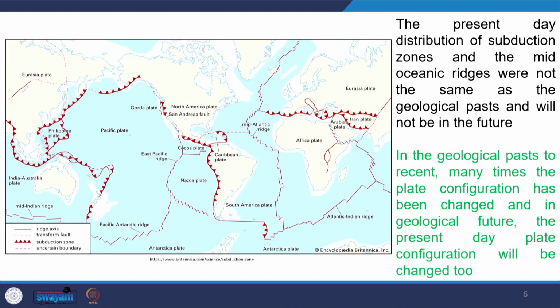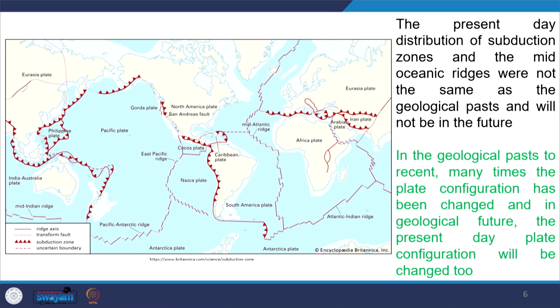But let us talk about what exactly is happening, whether it is remaining the same or whether there is any change occurring here. In the geological past up to the recent, many times the plates' configuration has changed, and in the geological future this present-day plate configuration will also change. So, there is no constant plate configuration from geological time up to now.